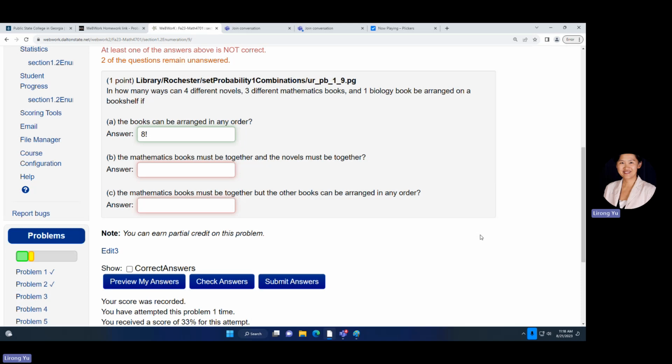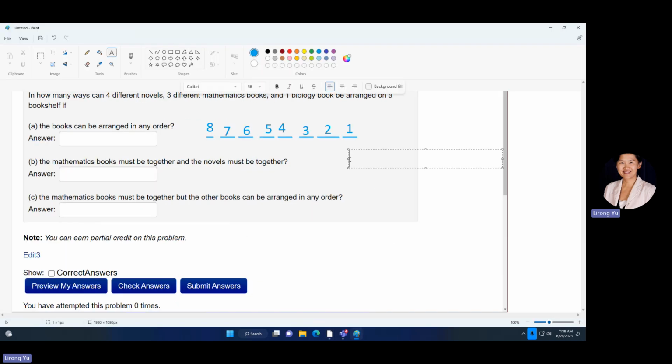So in this case, if you have the math books all together, then you can think of the math books as bound together. And you have math books, and then novels and biology. In that case, it's kind of like having three things to choose from. You have math, and then you have biology, and you have novels. So A and B and three of them.